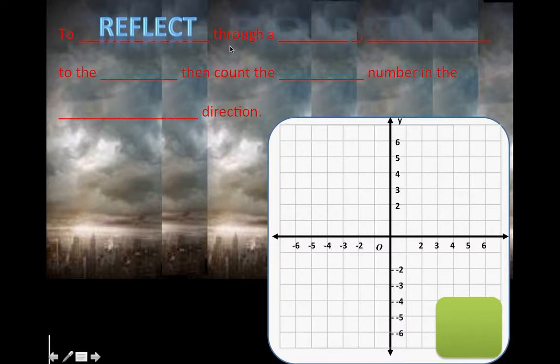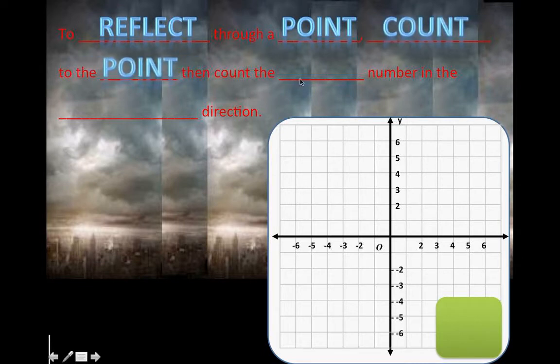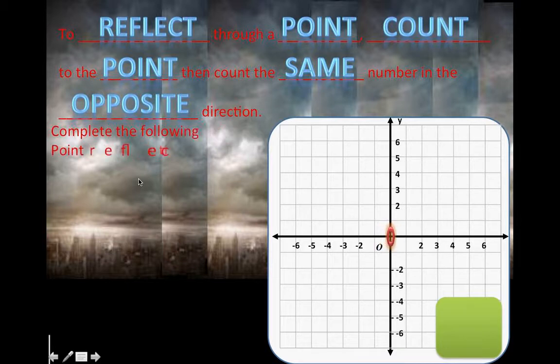So to reflect through a point, we want to count to the point and then count the same number in the opposite direction. So for everything that we're going to do, we're going to reflect through the origin, point 0, 0, which is right here. Okay. We want to complete the following point reflections. The first one is going to take point A, which is 5, 2, and reflect it through the origin.